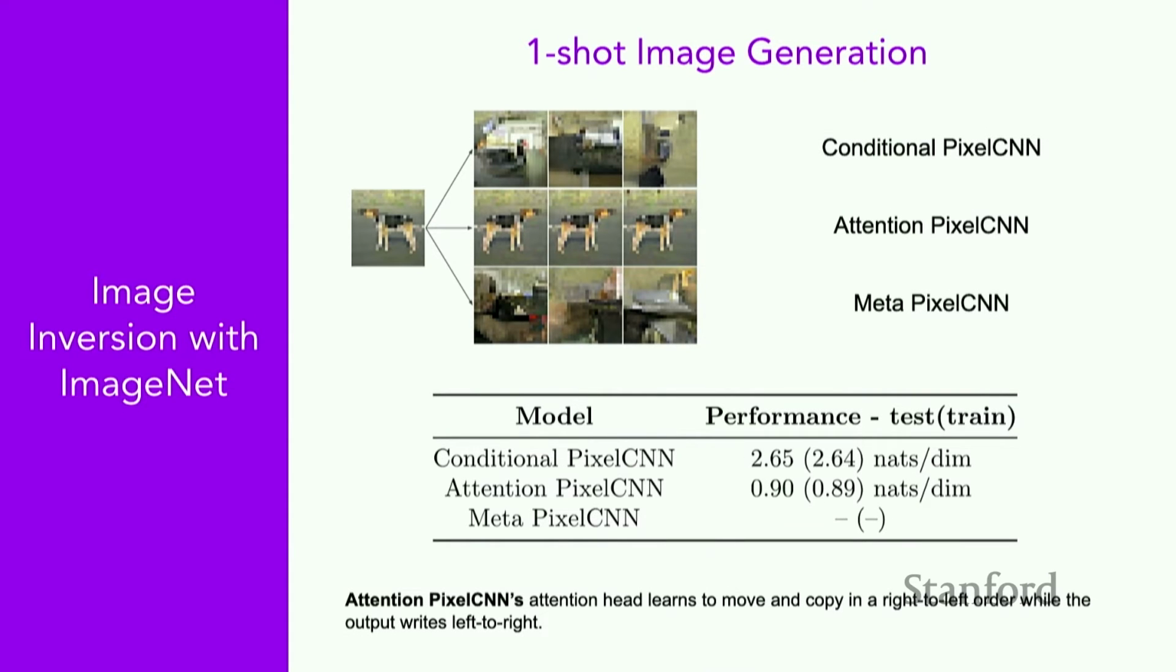For the first task, they performed one-shot image generation, where the support set was this dog, and they tried to invert the dog. As you can see, the conditional pixel CNN and the metapixel CNN didn't perform as well as their proposed attention pixel CNN. And quantitatively, we can see the results reflect the same thing. One of the things that they noted from the attention pixel CNN's performance was that the attention head learned to move right to left while the output was writing left to right, which is a naive approach of inverting the image.